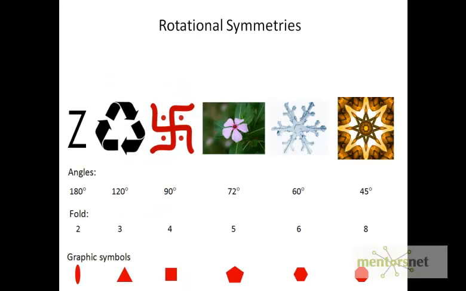The rotational symmetry of finite objects can be of various types. Here some examples are shown. Objects of 2-fold, 3-fold, 4-fold, 5-fold, 6 and 8-fold symmetries are shown here. So a flower with 5 petals will have a nice 5-fold symmetry.